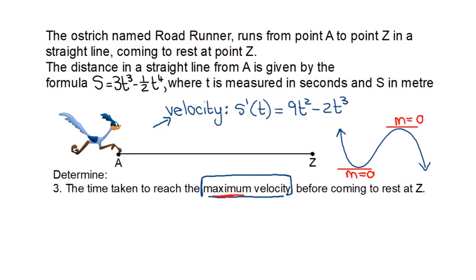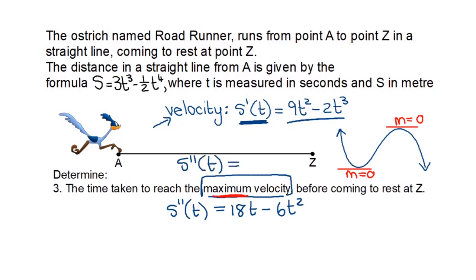So at the maximum velocity, we use the derivative of the velocity formula. The velocity formula is given by this. I have to differentiate it and let it be equal to 0. So if I differentiate this formula, it's going to be 18t minus 6t squared. And what did we say? I know the derivative must be equal to 0 at the turning points.